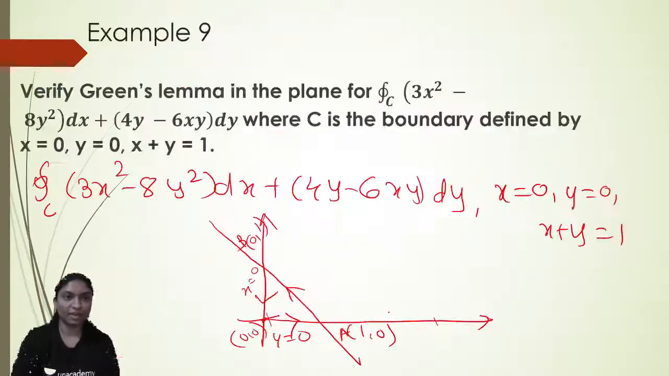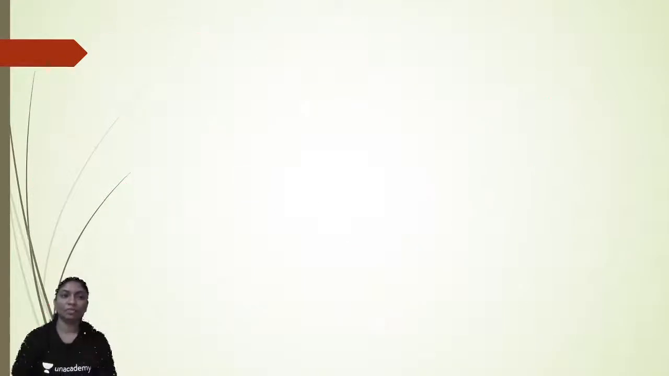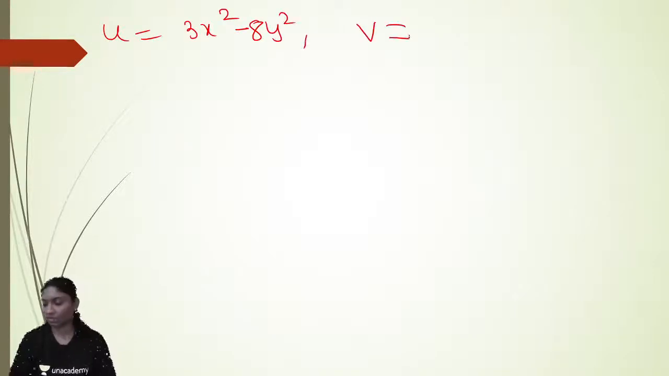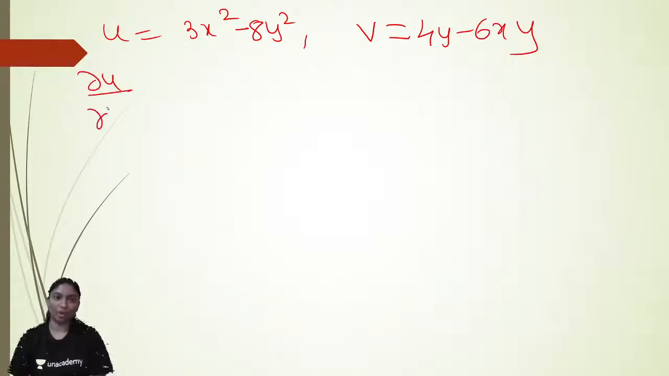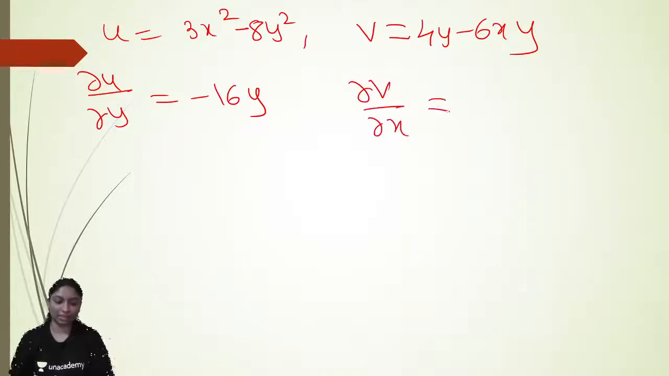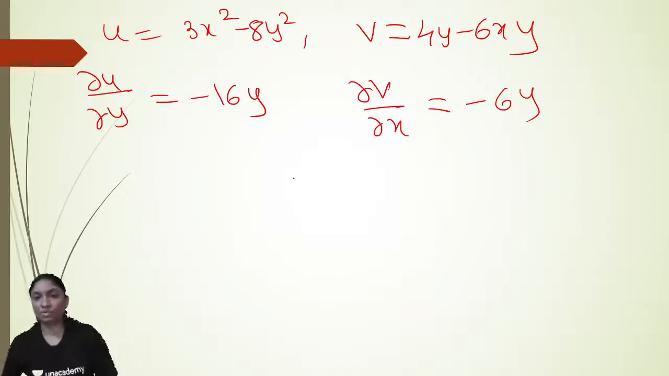You can verify the second one, that is u is equal to 3x square minus 8y square and v is equal to 4y minus 6xy. Okay, so you can calculate ∂u by ∂y, so minus 16y, and ∂v by ∂x is equal to minus 6y. Okay, get minus 6y.